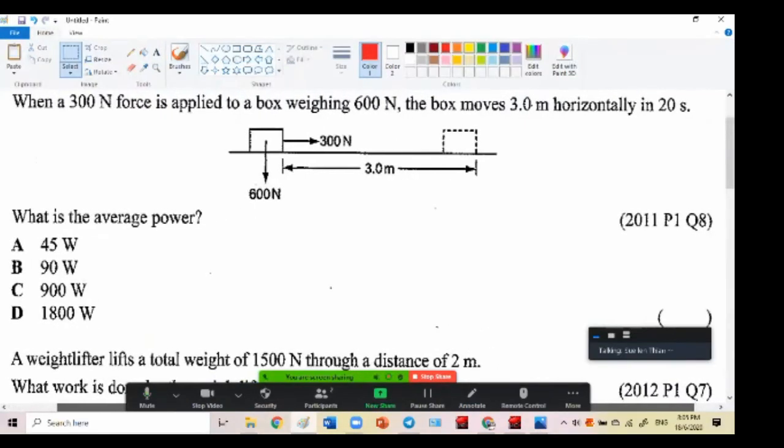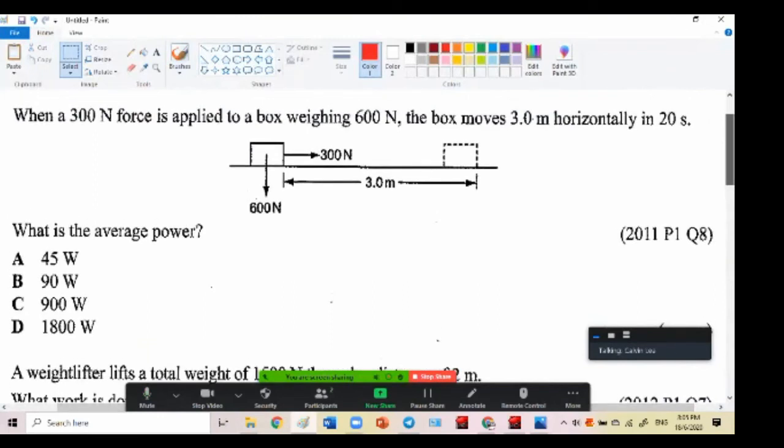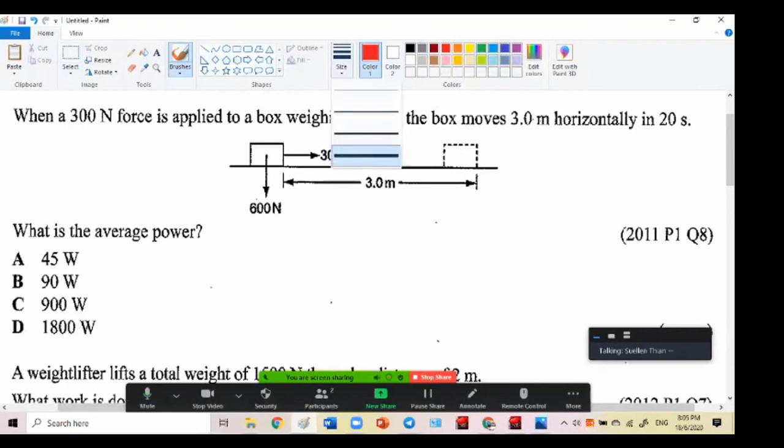When a force is applied to a box weighing 600 newtons, the box moves through 3 meters horizontally in 20 seconds. What is the power? Power is equal to what? Power is 300 times 3. Enough of playtime. Yes or not? 900. C. You say C? I'm pretty sure.